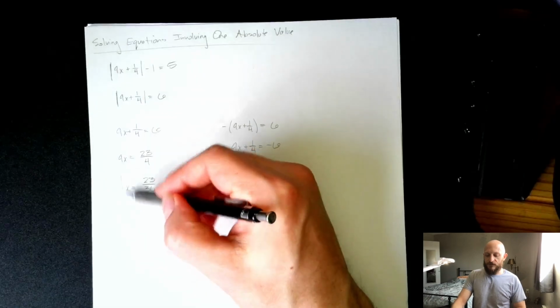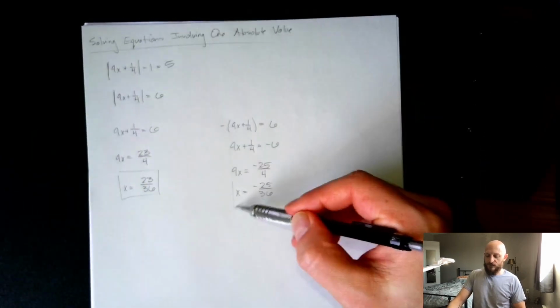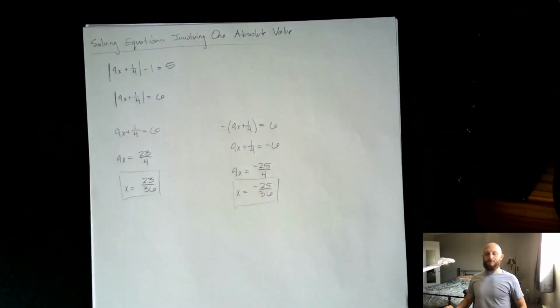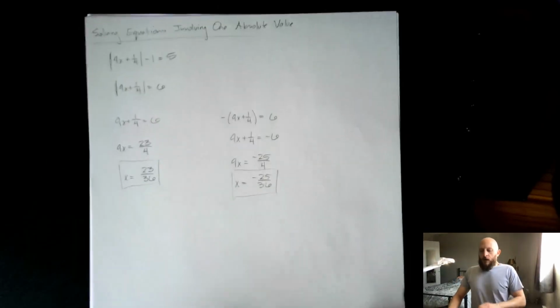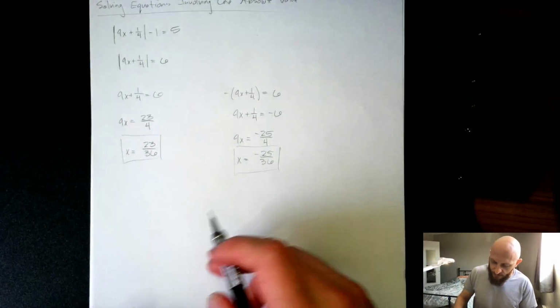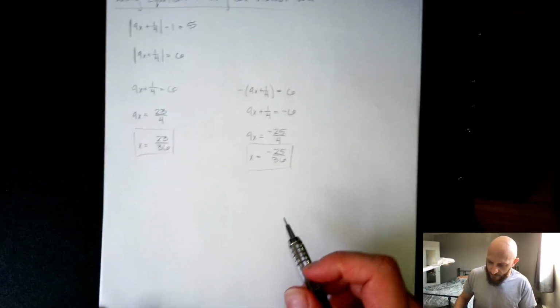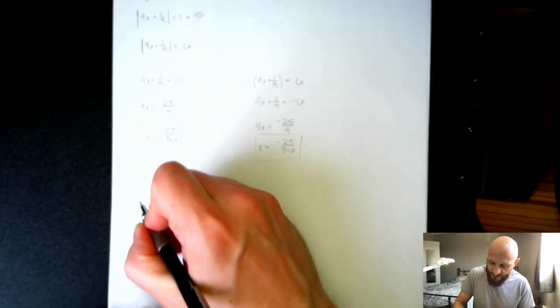And these are the two solutions, both of these. They're both solutions. Right there. Okay. All right, so let's look at an equation where things can go a little bit funky.